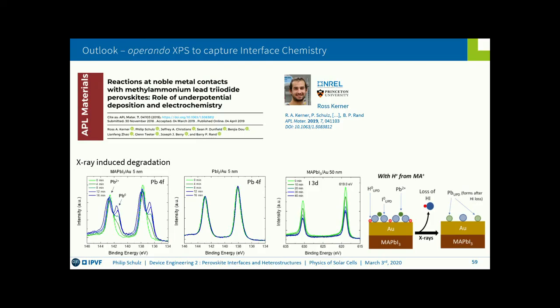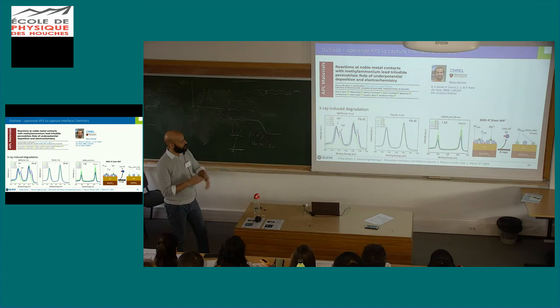Now, it reveals itself a little bit more when you look into thin MAPI layers on top of gold. When you grow gold on top of perovskites, you will always find methylammonium lead triiodide species, or a monolayer at least, on top of the surface on which you can do beautiful surface lines. And here we see the loss of iodine due to the formation of hydroiodic acid. It's actually a very strong acid.